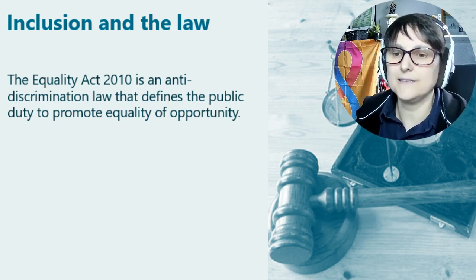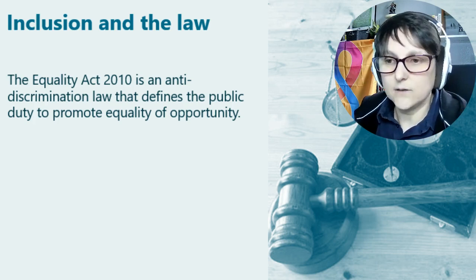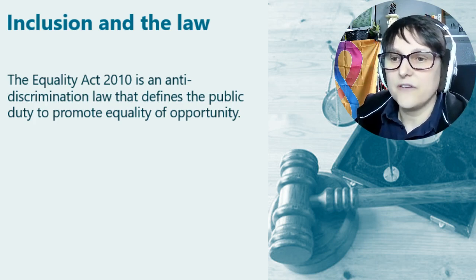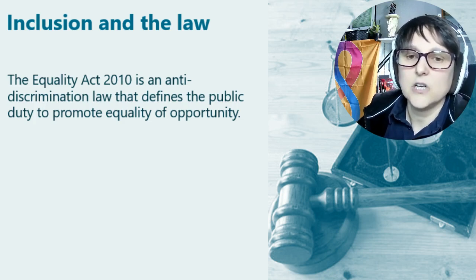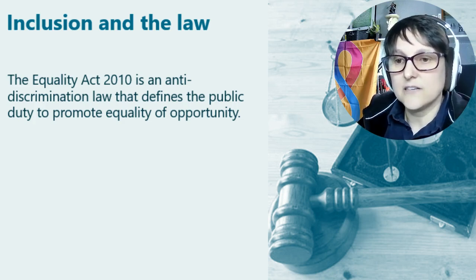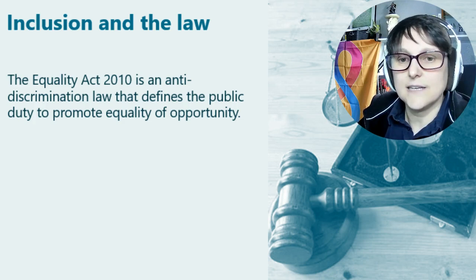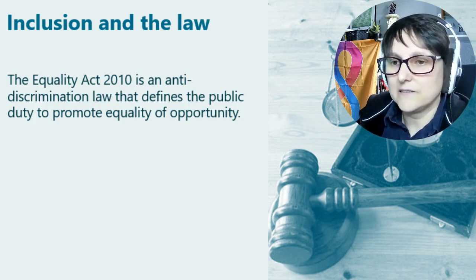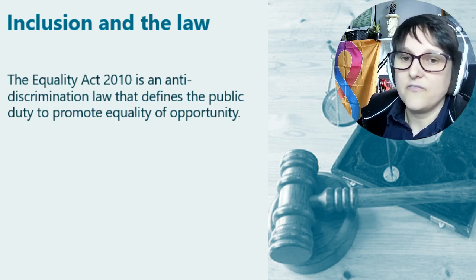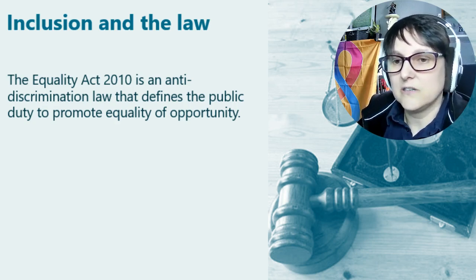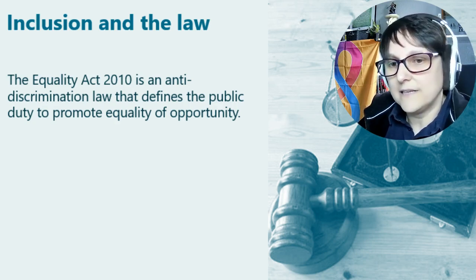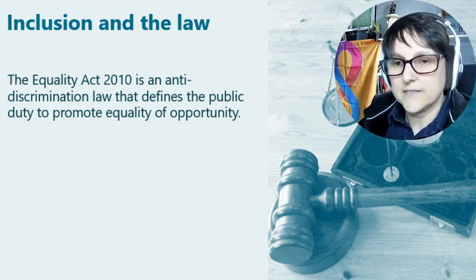Now, as stipulated, it is illegal to discriminate against anyone based on a number of different categories. Now, these include race, disability, sexual orientation, and gender identity. And disability is defined within the Equality Act 2010 as a physical or mental condition that has substantial long-term impact on your ability to complete day-to-day activities.